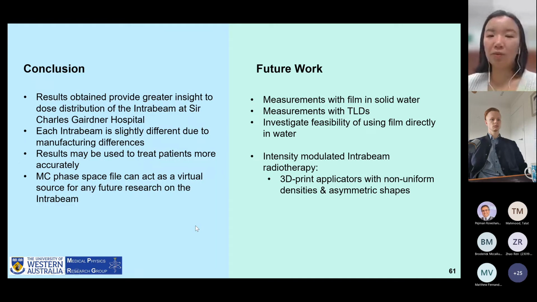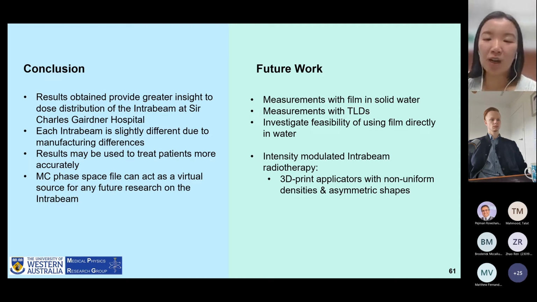For possible future work, we could make more measurements with film, but this time in solid water, and compare results, because we could also make measurements with TLDs. This would be quite interesting to compare. It would be a good idea also to further investigate the feasibility of using film directly in water.